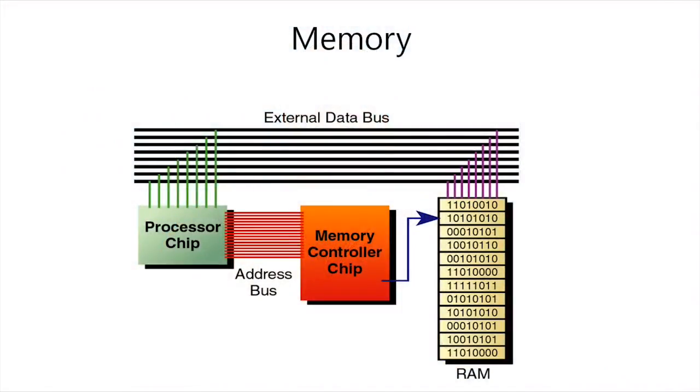So now we have memory. We're going to talk about memory. We have the external data bus, and then we have the processor chip, which is connected to that bus. And then we have the memory controller chip, which contains the address bus. And then we have the RAM, which is electrically connected to the external data bus. That means you just have an electrical line of copper that goes to and from the RAM for the external data bus.